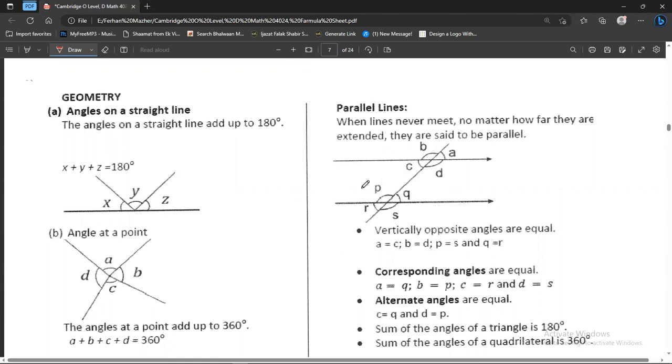C and P are allied angles to each other. Their sum is equal to 180. D plus Q will be equal to 180 degrees because they are allied angles. C and Q, their sum will be equal to 180 because they are allied angles.